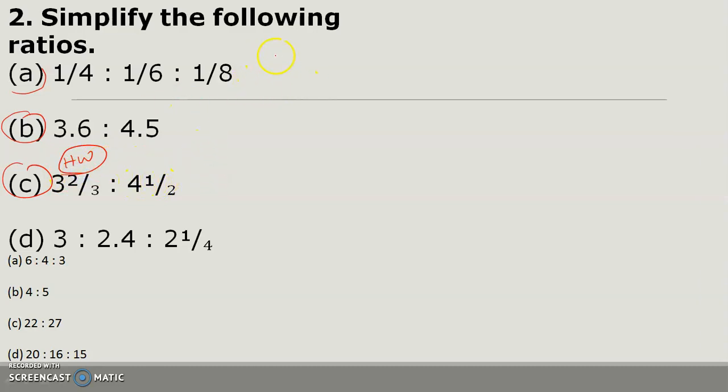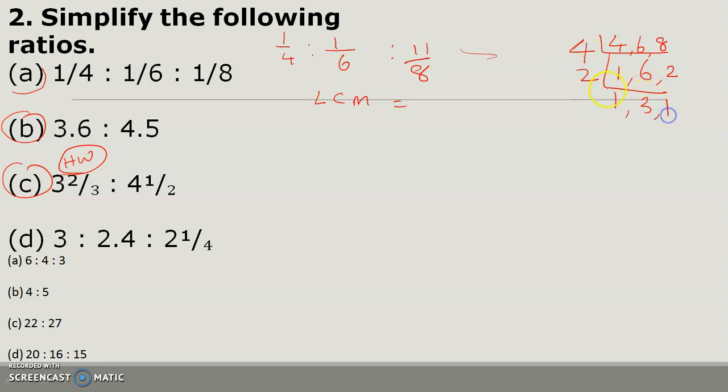Okay, first let me start with 1 by 4 is to 1 by 6 is to 1 by 8. How to simplify this? As usual, find the LCM of 4, 6 and 8. Actually, we should start with the prime number, but to make it fast, 1 4 is 4, 6, 2 4s are 8. Then I will go with 2, 1, 3 2s are 6, 1 2 is 2. So again 3, 1, 1, 1. So what is the LCM? LCM is equal to 4 2s are 8, 8 3s are 24. Isn't it?